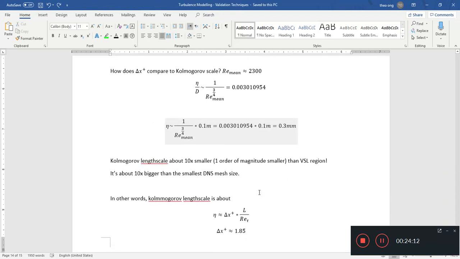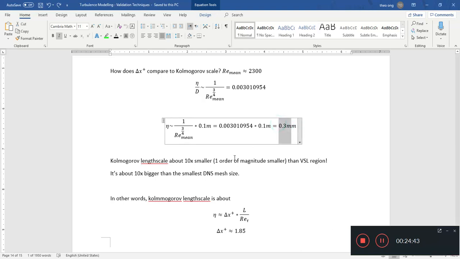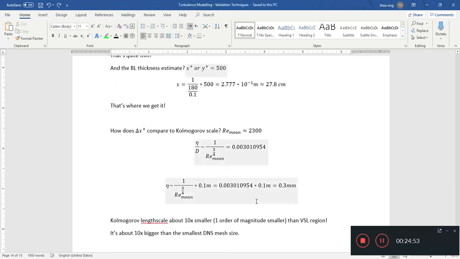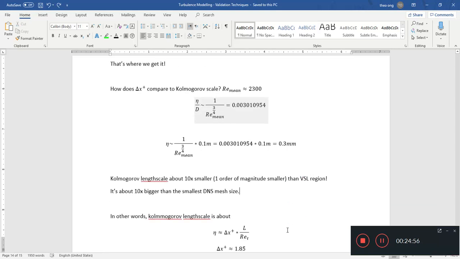And how does this compare to the Kolmogorov scale? It's very interesting. So eta over d, where d is the pipe diameter, and eta is the Kolmogorov scale. It approximately equals 1 over the mean Reynolds number to the power 3/4, or 0.75. So this is the ratio, and we find that the Kolmogorov scale here is 0.3 mm. If you take a look at this, it is about 10 times smaller than the viscous sublayer region. That's very interesting for us to know.